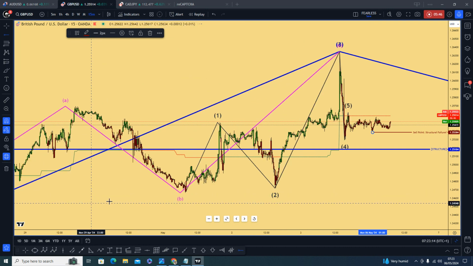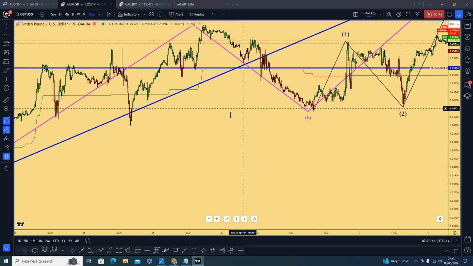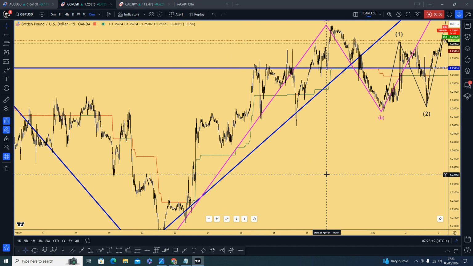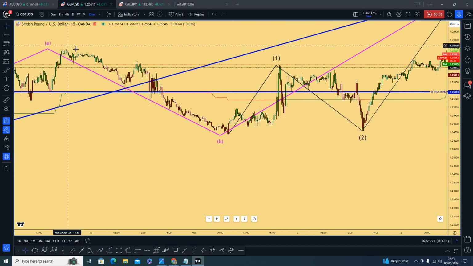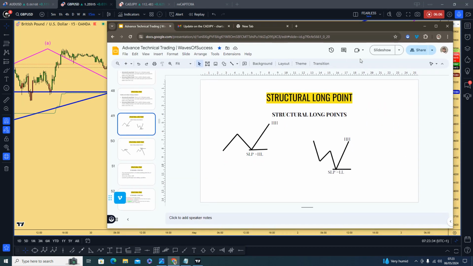Okay, the pullback, the secondary trend that has been going on for the last 2 weeks has finished. We can see how many times they've tried to change the trend. We can see a failure here, a failure. Let me quickly explain the concept of a structural failure to you. Okay, let's do this quickly.